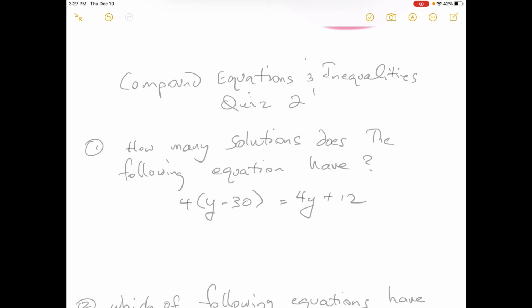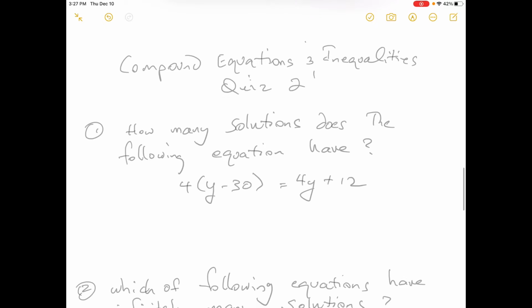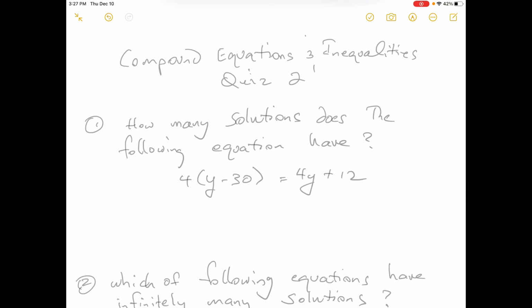And it's now time to look at compound equations and inequalities quiz 2. How many solutions does the following equation have? We're looking at this one right here with a y on the left and a y on the right, but we first have to deal with the distributive property, because we want to work with the y on its own. So we're going to bring that outside of the parentheses that it's trapped in.